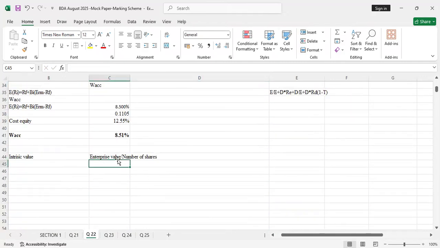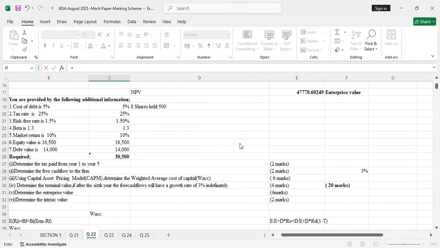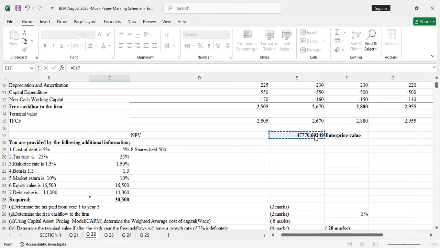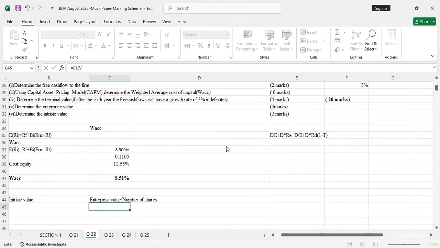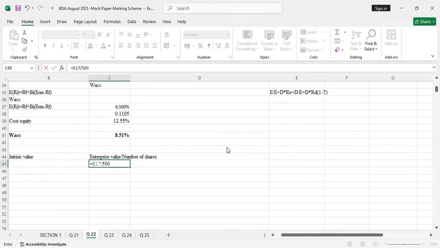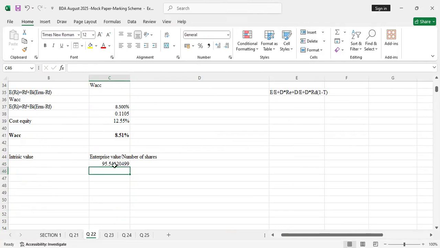So therefore, our intrinsic value will be the enterprise value, which is this. We divide by the number of shares, which you are told is 500. I've just created that now. It was not on the original question. So it means that the intrinsic value will be 95. Intrinsic value is the value per share, the actual value per share. It's called the market price at 95 per share.